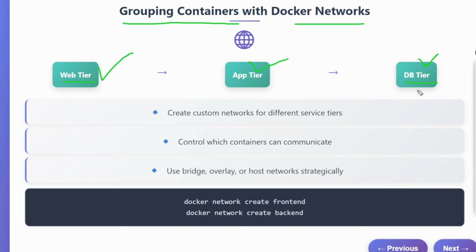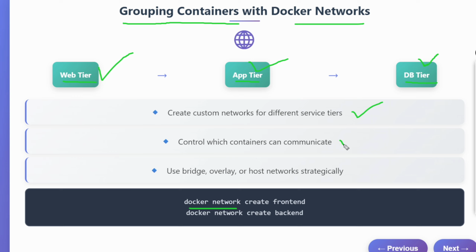So each tier of this application should be on its own network. When you create custom networks for different services, in this example there are three tiers, you can use the docker network create command. This is a Docker built-in command. Basically, it will build a separate network for each tier or for each container. This will isolate the traffic and improve the security posture within a container.